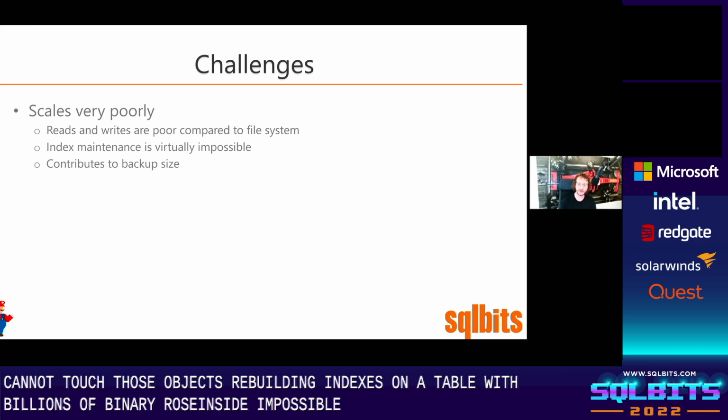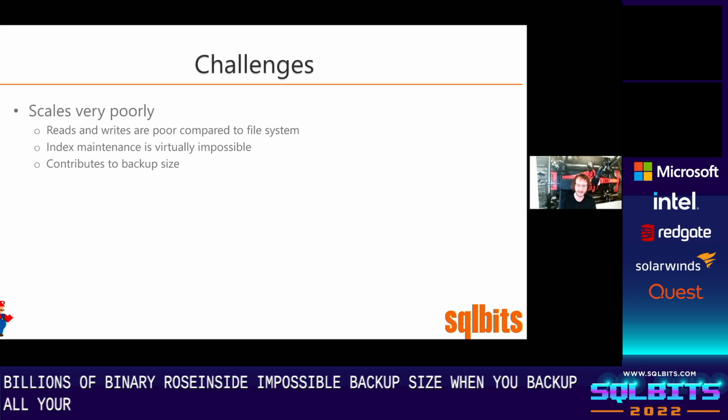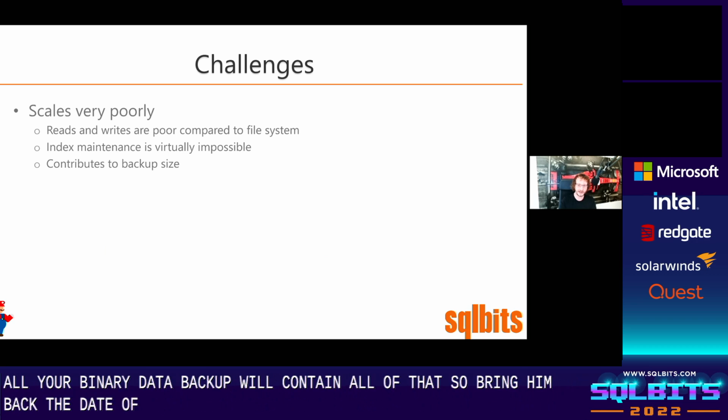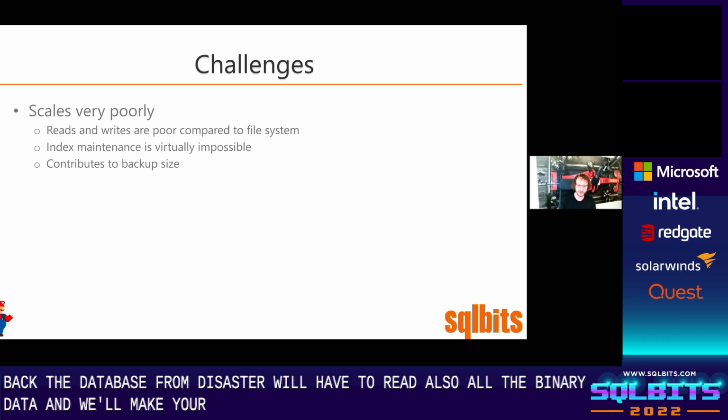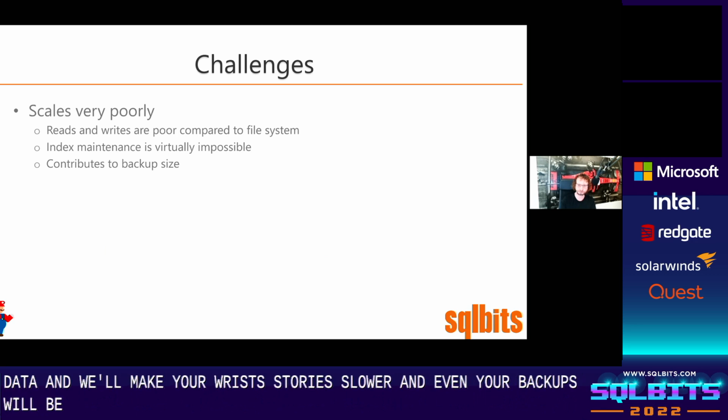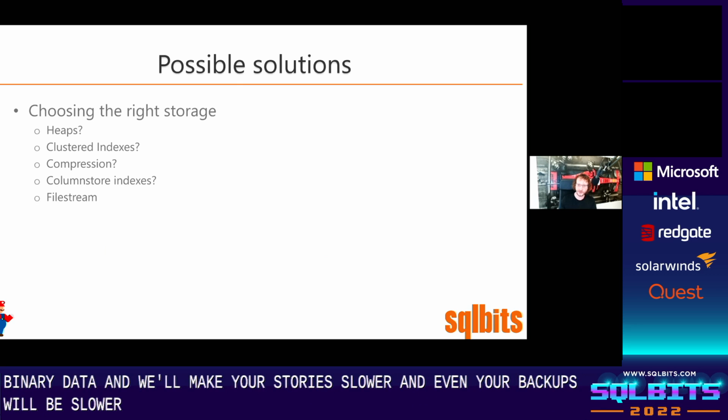And also the binary data contributes to the backup size. So when you back up all your binary data, the backup will contain all of that. So bringing back the database from a disaster will have to read also all the binary data, and will make your restores slower, and even your backups will be slower. So what are the possible solutions?